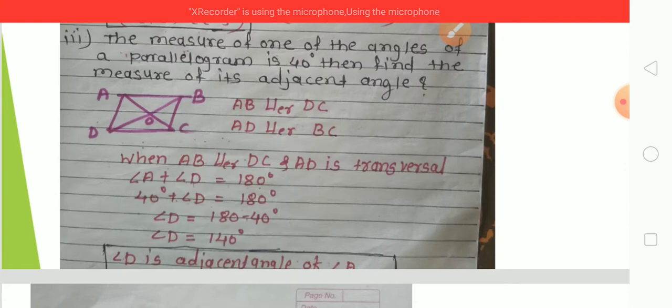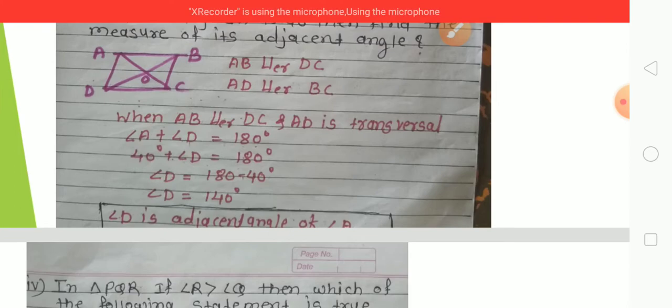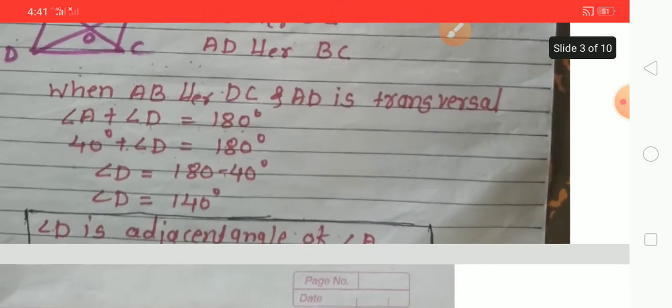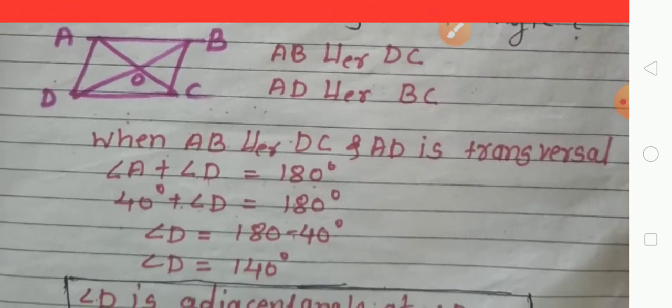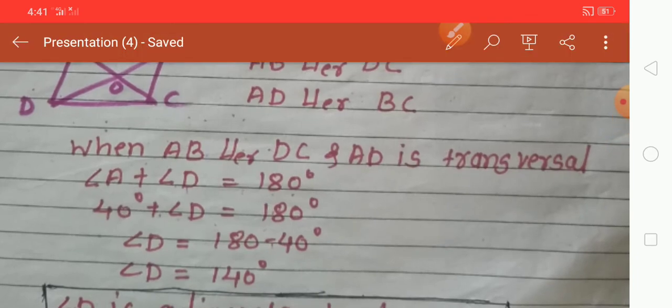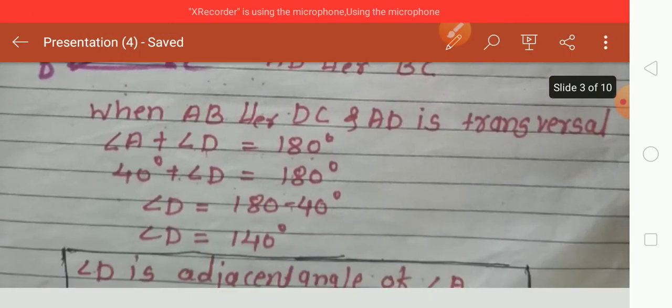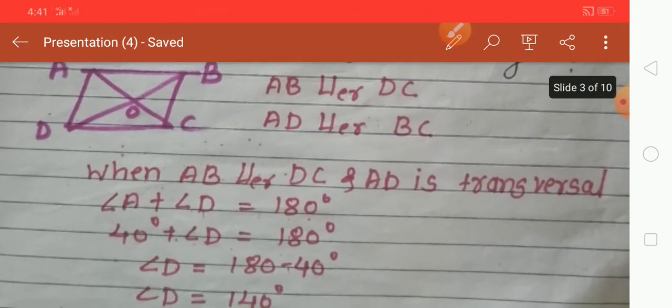So 40 degrees plus angle D is equal to 180. Angle D is equal to 180 minus 40 degrees. So see here, angle D is equal to 140 degrees. Angle D is the adjacent angle of angle A. Otherwise, B is also the adjacent angle of angle A.